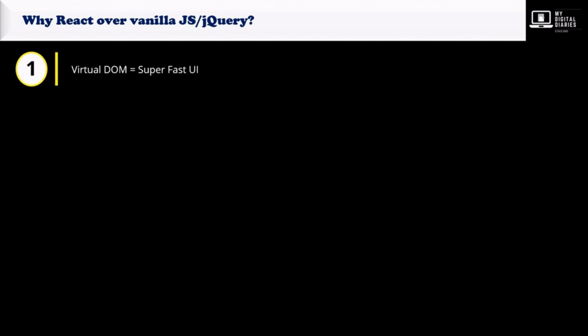First is the virtual DOM. React uses a virtual DOM, which means instead of reloading the entire web page, it updates only the part that changed. This makes the user interface super fast and efficient. This gives a big edge in performance. Second, React follows component-based architecture. Each part of your UI, like a button or a menu, is built as a separate component. These components can be used anywhere, making your code more organized and cleaner.